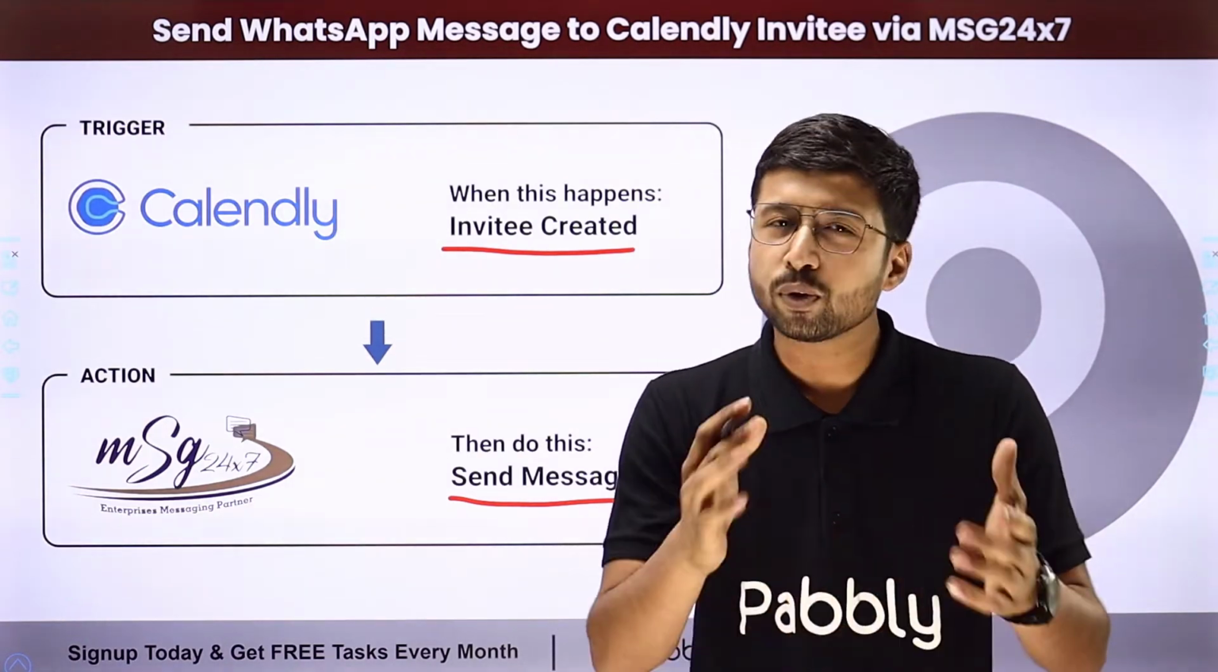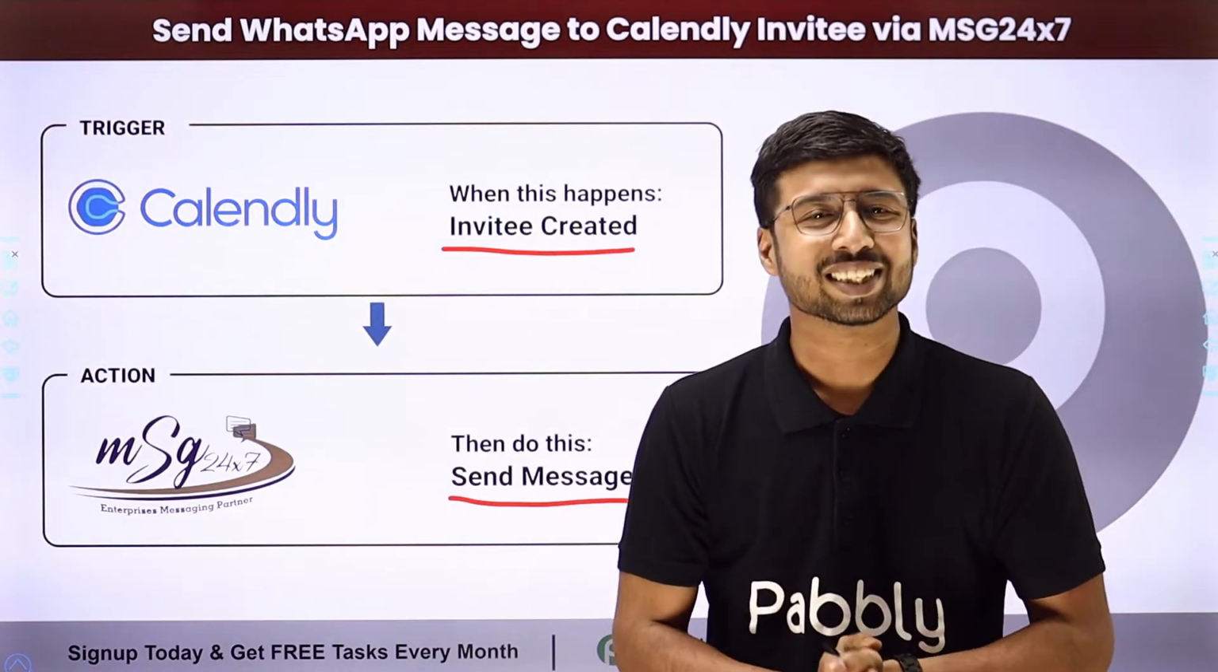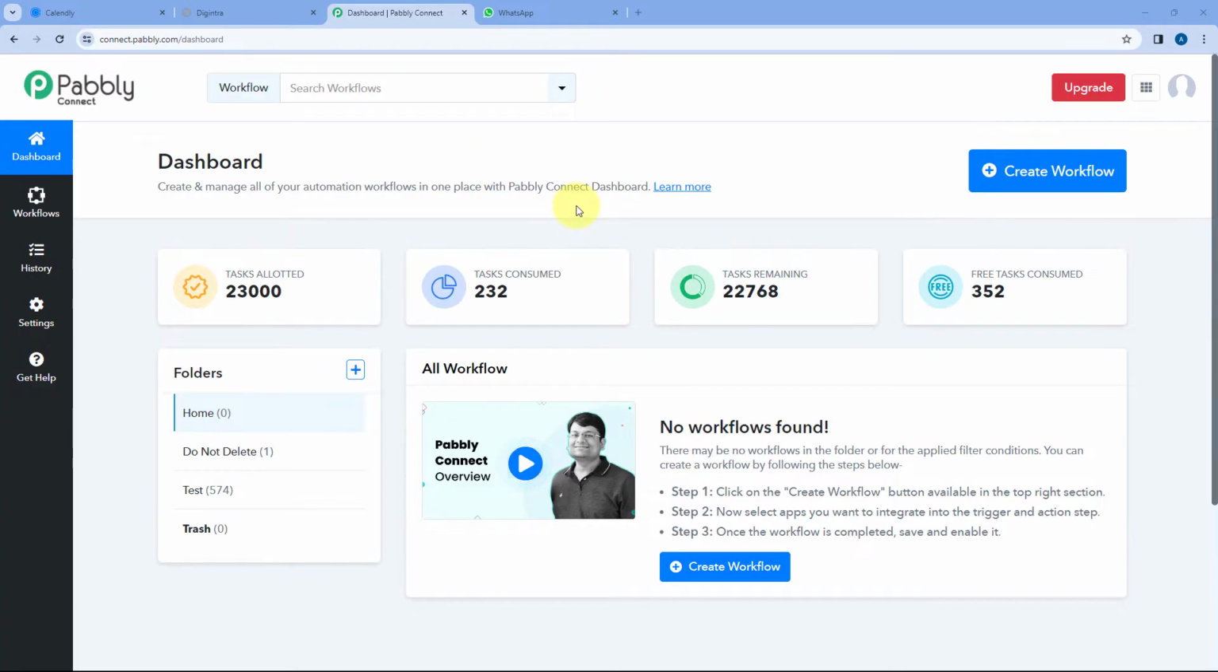Now, if you want to know how you can set up this kind of automation, for that, you just have to come with me to my screen. So as you can see, here we are on Pabbly Connect's dashboard. Now to reach this dashboard, you will get a free sign-up link of Pabbly Connect in the description box below. By clicking on that link, you can create your free Pabbly Connect account in just 2 minutes.